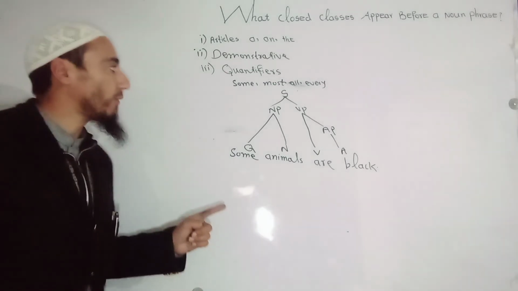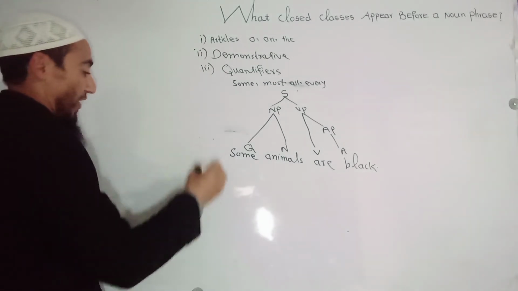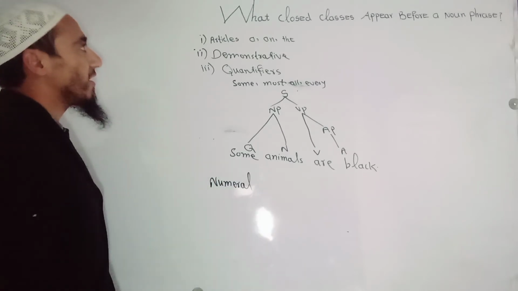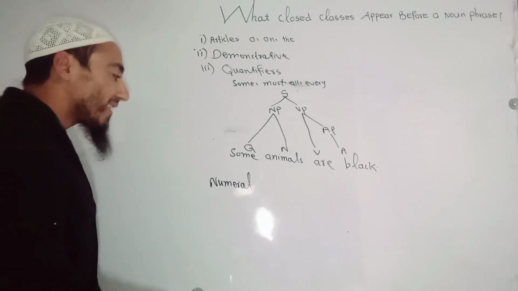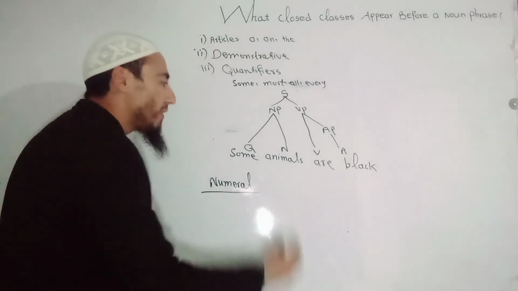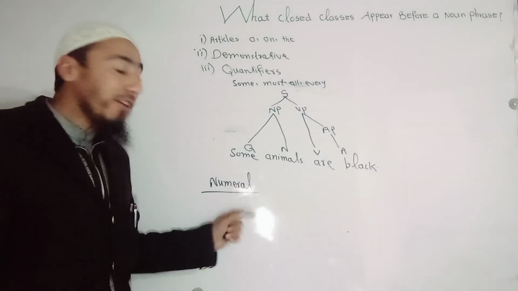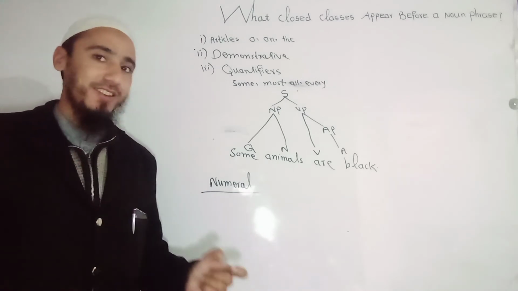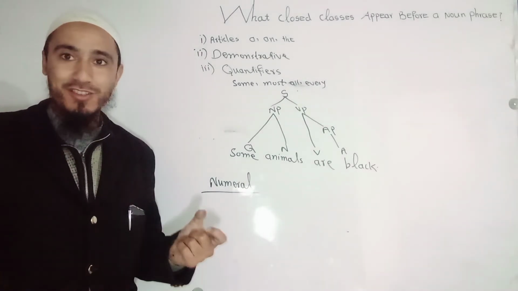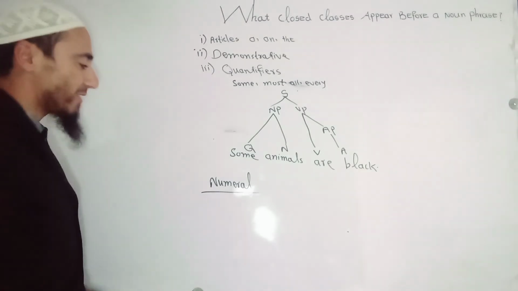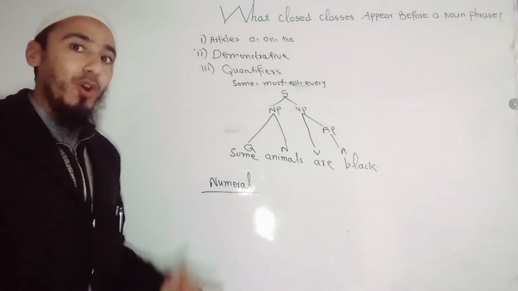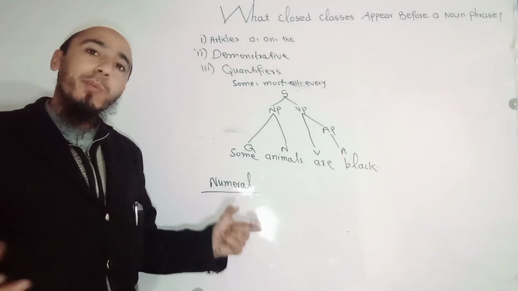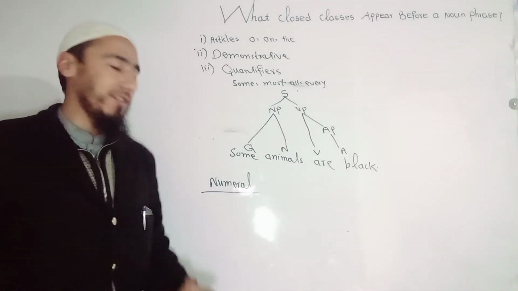We have one last point, and that is numeral. It is also what kind of class? It is also a closed class. Numeral also appears before a noun phrase. We call it numeral adjective in traditional grammar. A numeral adjective is an adjective which tells us about the number. For example, a numeral can be a word or even a phrase. When I say a word, I say 50, 30, 20. When I say a phrase, it can be a phrase like 1,000.